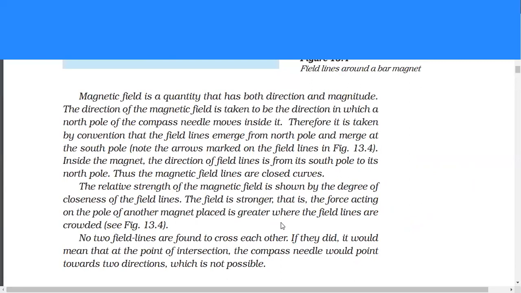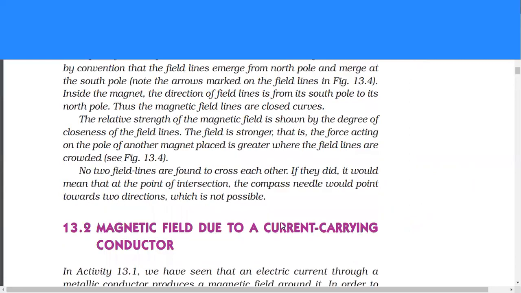Inside the magnet, the direction of field lines is from its south pole to its north pole. Thus, the magnetic field lines are closed curves. The relative strength of the magnetic field is shown by the degree of closeness of the field lines.